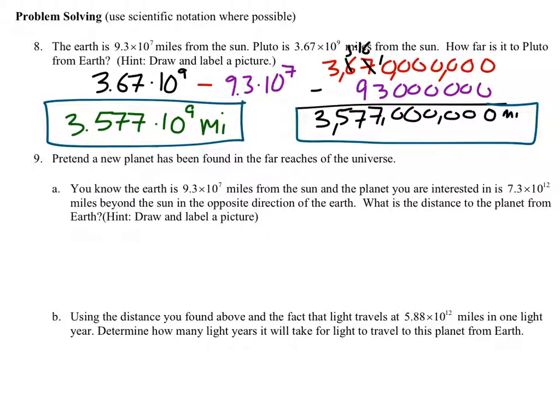All right, pretend a new planet has been found in the far reaches of the universe. You know the Earth is 9.3 times 10 to the power of 7 miles from the Sun, because it was in that last problem. But the planet we're pretending to be interested in is 7.3 times 10 to the power of 12 miles beyond the sun in the opposite direction of the Earth. So what is the distance to the planet from the Earth?